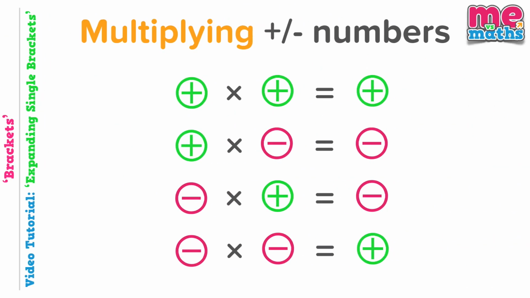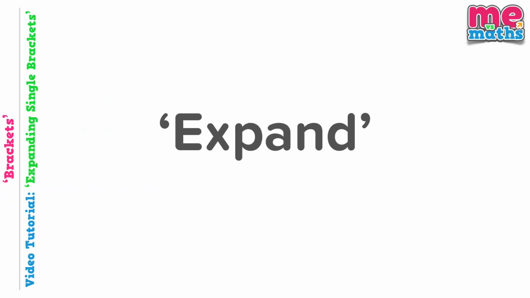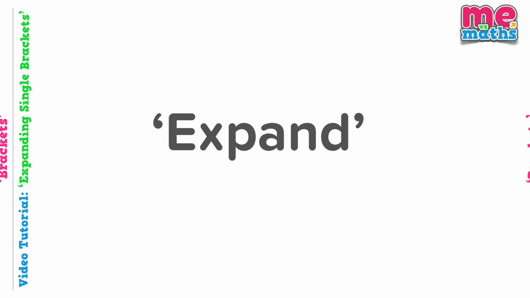Speaking of multiplying, it's really important at this stage to be comfortable with multiplying positive and negative numbers and terms. Here are those rules, and if you're not already familiar with these, then I'd urge you to watch our tutorial that's dedicated to them. A positive times a positive gives a positive answer, a positive times a negative gives a negative answer, a negative times a positive gives a negative answer, and lastly, a negative times a negative gives a positive answer.